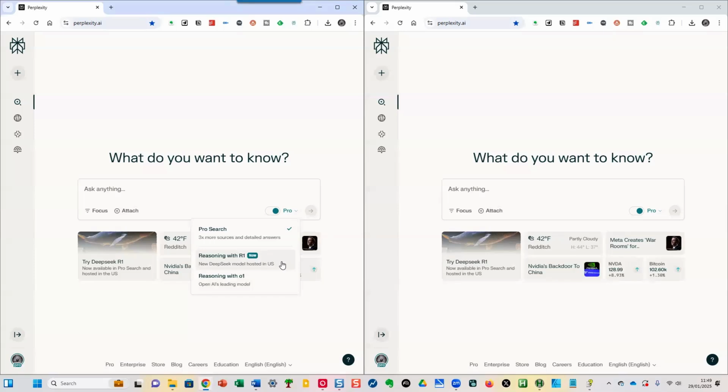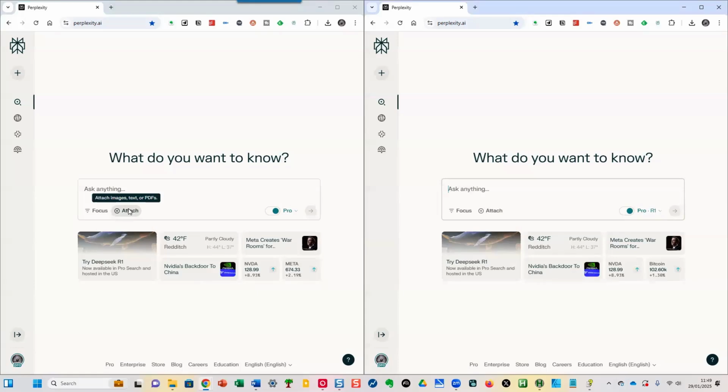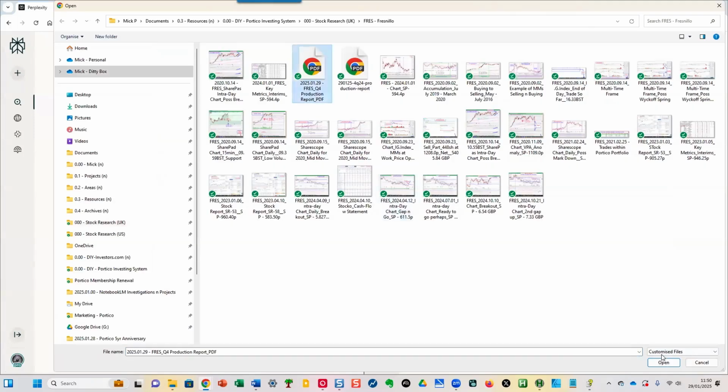As you can see, it's hosted in the US, so there's no data going backwards and forwards to China. What I'm going to do is keep the normal Pro search on the left-hand side, and on the right-hand side, put in the reasoning with R1. What I'm going to use as an example today is the RNS release from Fresnillo, the silver and gold miner. We'll load the PDF in and attach it so that we give both sides this piece of information.